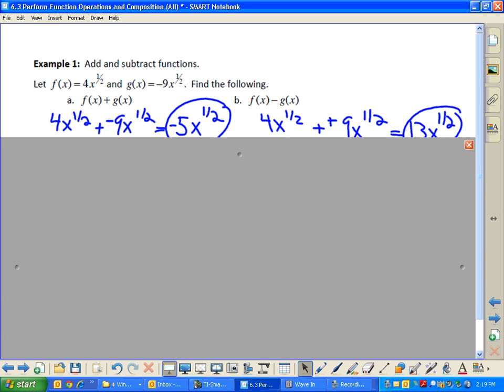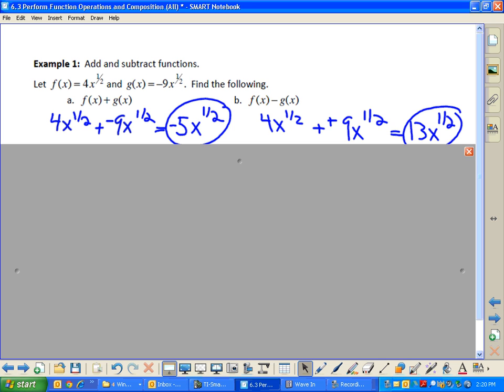You get -5x to the 1/2, which you folks know is the same as -5 times the square root of x. And then if I wanted to find the difference between those two functions, I would do 4x to the 1/2 minus a -9x to the 1/2, and you'd actually get 13x to the 1/2. Remember, you folks know that that is the same as 13 times the square root of x.